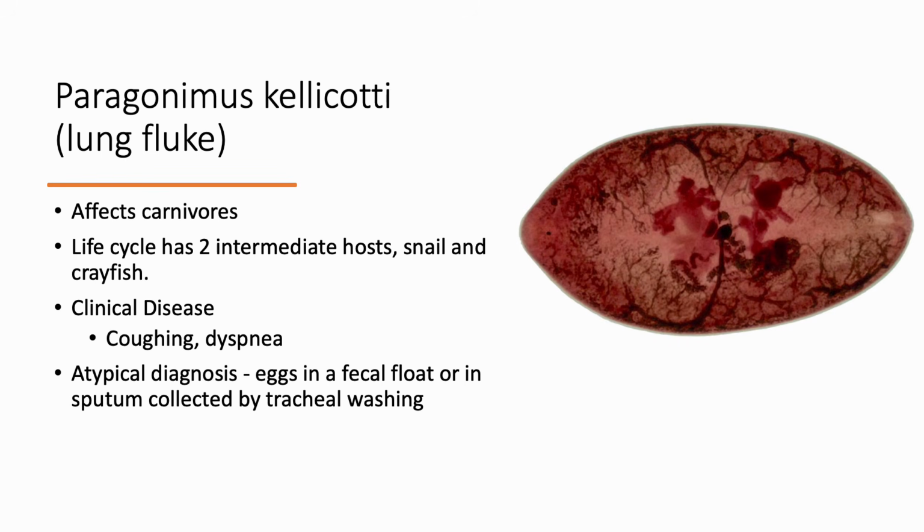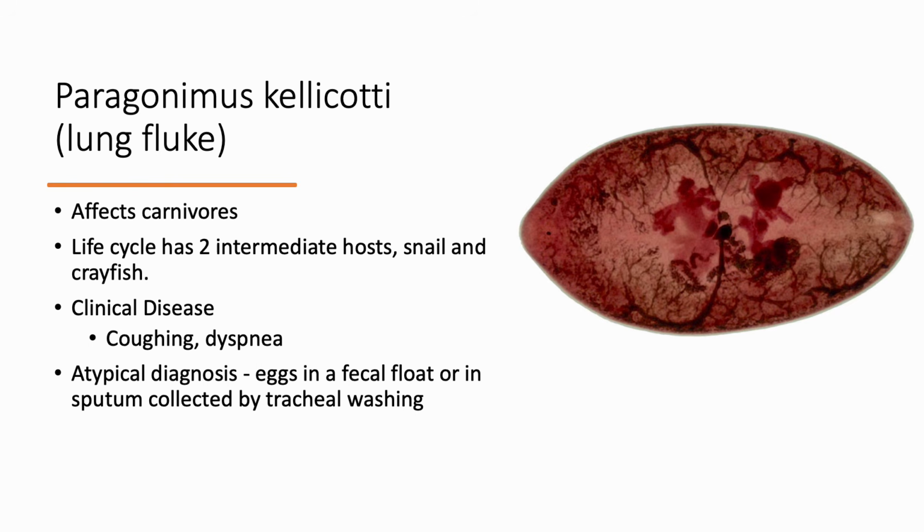The next trematode that I have here for you is Paragonimus kellicotti, also known as the lung fluke, that affects carnivores. So we could see this in dogs and cats. And the life cycle for this fluke has two intermediate hosts. One of them is a snail, which is what we expect for a trematode. The other one is a crayfish. Some people say crawfish. Either way is okay. When animals are infected with this lung fluke, they have respiratory signs, which seems how I would feel if I had a fluke in my lungs. So coughing, dyspnea, and the diagnosis is a little atypical for a fluke.